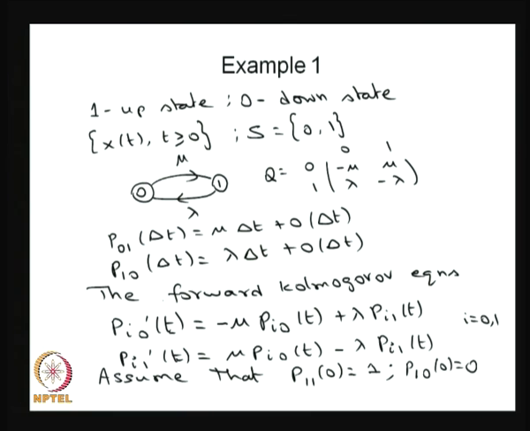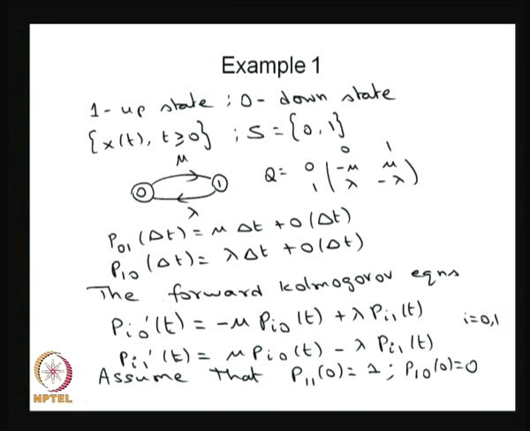You can write it easily by making a matrix, P ij of t dash is equal to P ij of t times Q, where Q is the infinitesimal generator matrix. Then also you will get the same thing. I am just giving the interpretation. Now, my interest is to find the time dependent or transient solution for this two state CTMC. For that, this is a differential equation.